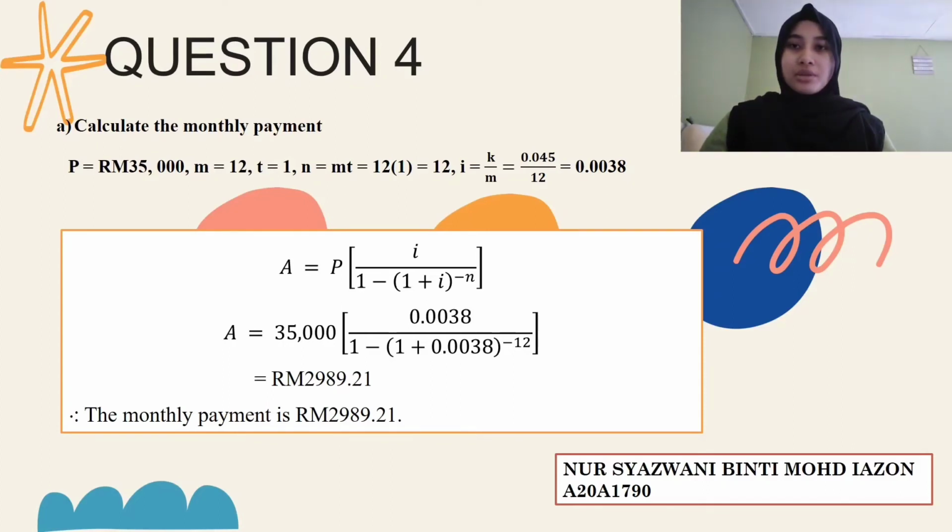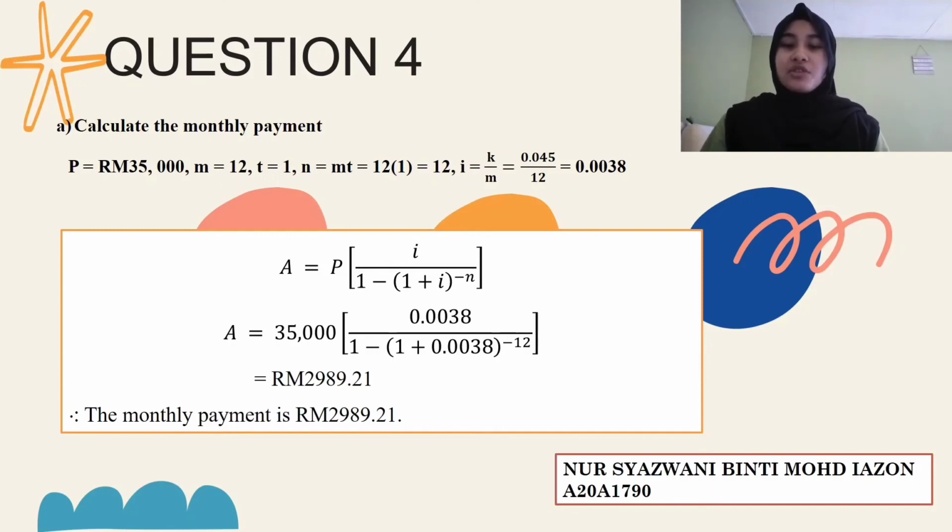I will explain question 4A. Based on the bank loan that our company has identified in table 1 at 4.5%, compounded monthly, it is to be amortized over 12 months. For question 4A, we need to calculate the monthly payment. First, we need to list the details that have been given: P is 35,000, M is 12, T is 1 year, N is 12, and I is 0.0038.